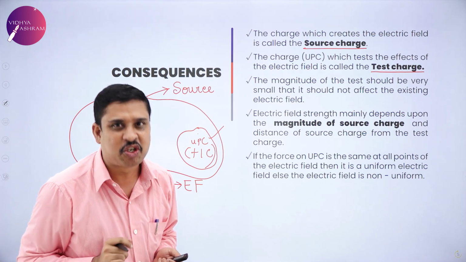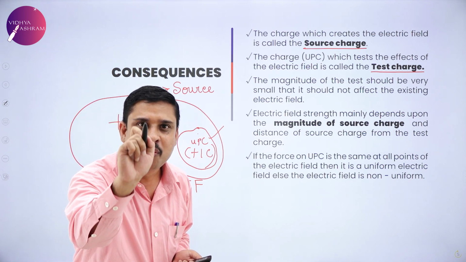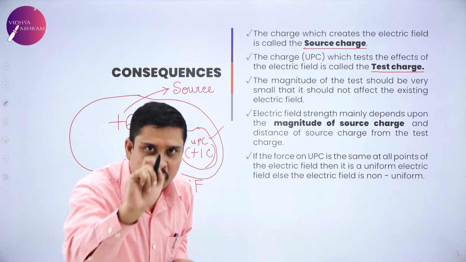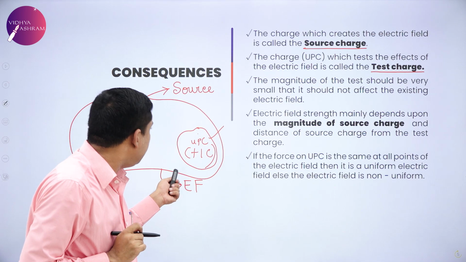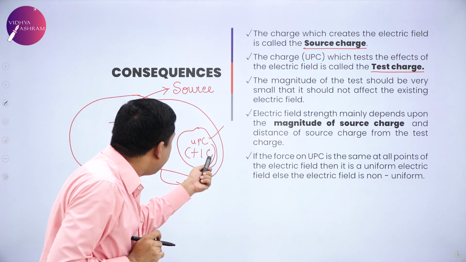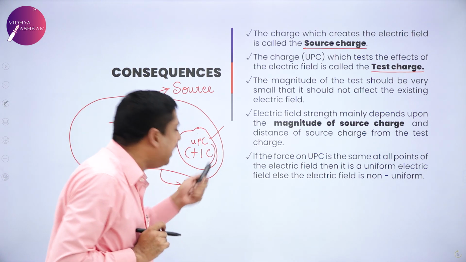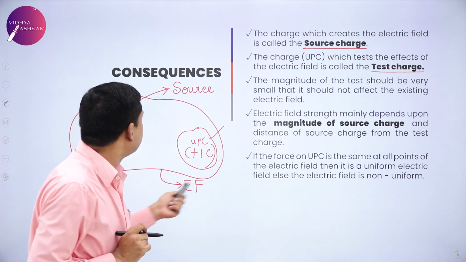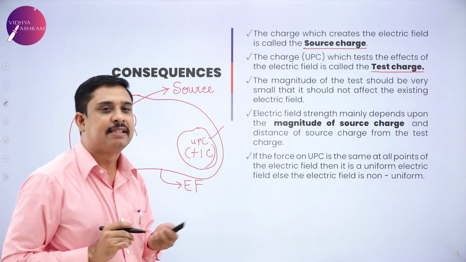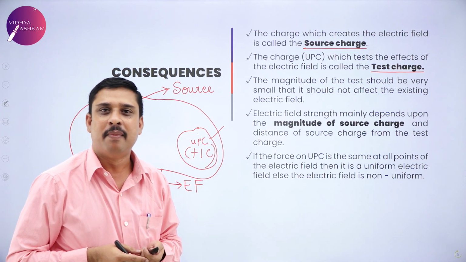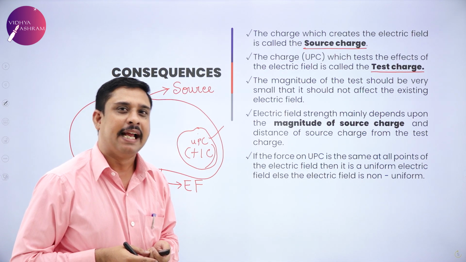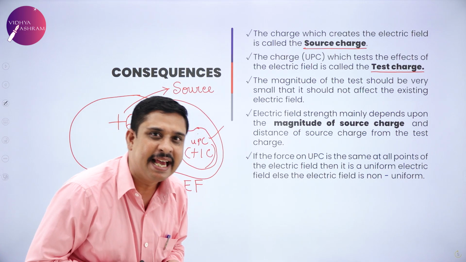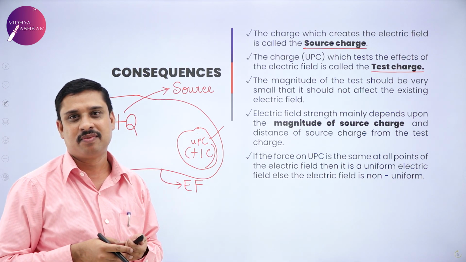I have my test charge, UPC, magnitude 1 coulomb. Will it not have an electric field around it which will test or add to the effects of the existing field? My dear students, that is why I say I use UPC as the test charge.